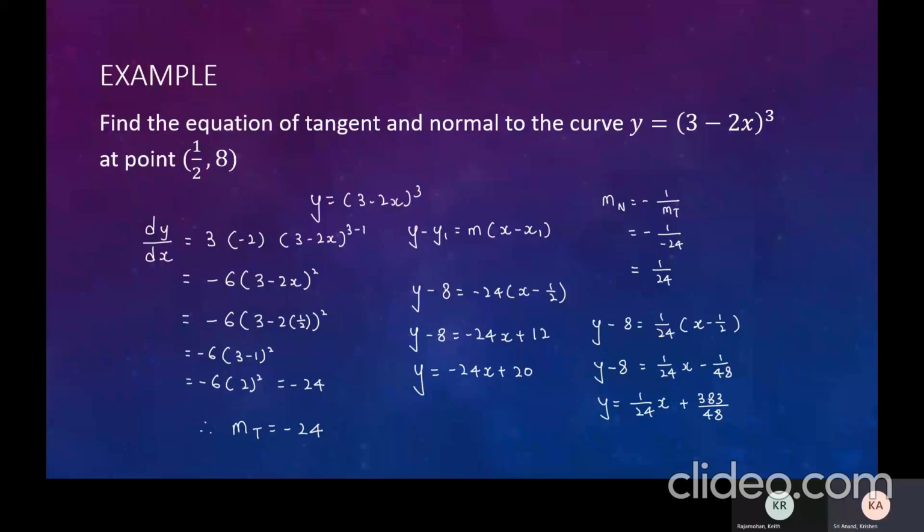Next, we need to find the normal equation. Since we already have the gradient of tangent, we can use the negative reciprocal to obtain the gradient of the normal, which in this case is 1 over 24. Just like before, we sub the gradient and coordinates into the straight line equation. Therefore, we obtain the equation of normal to be y equals 1 over 24x plus 383 over 48.